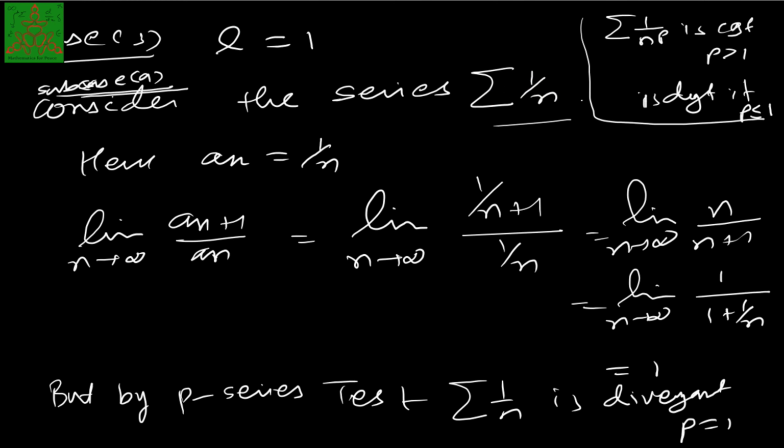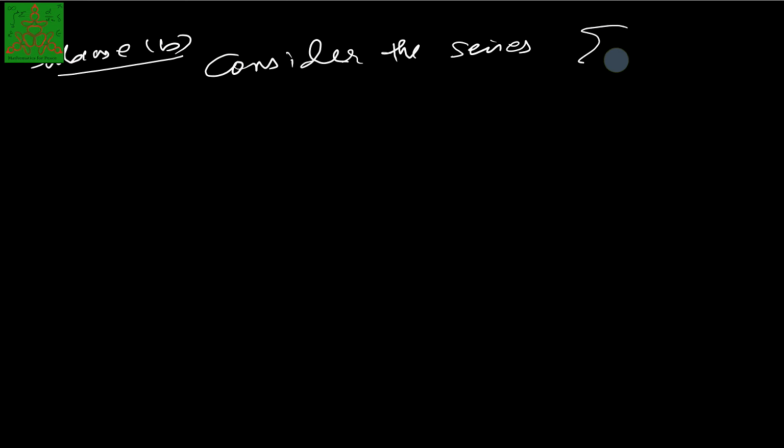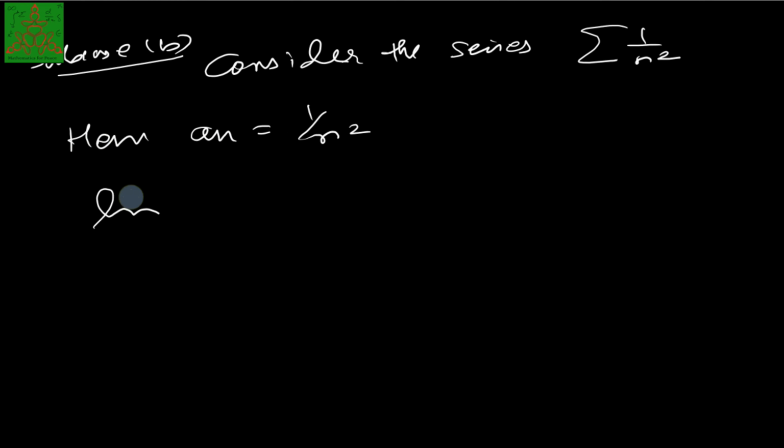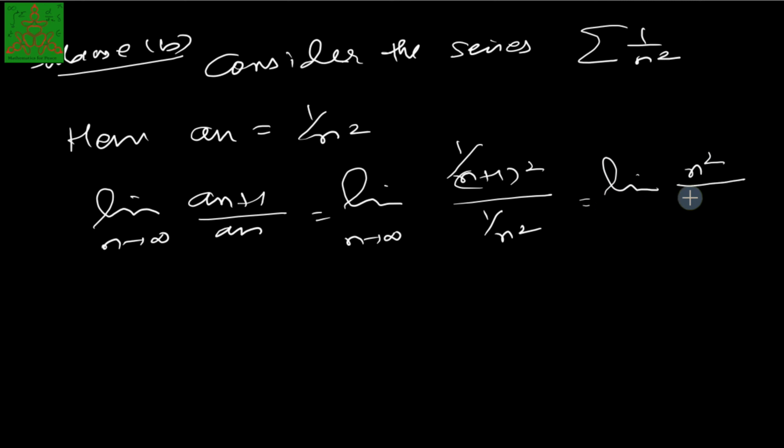Let me produce another example, that is sub case B. Consider the series summation of 1 upon n square. Here an is equal to 1 upon n square. Let me calculate the limit of an plus 1 upon an as n tends to infinity. That is the limit of 1 upon n plus 1 whole square over 1 upon n square as n tends to infinity, which can be simplified as n square upon n plus 1 whole square.